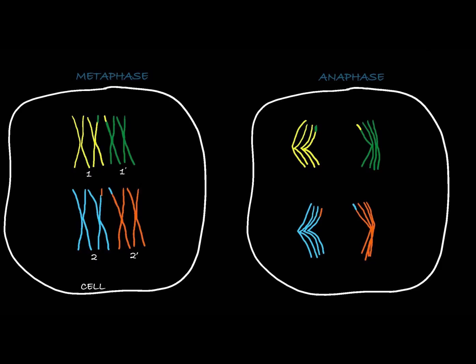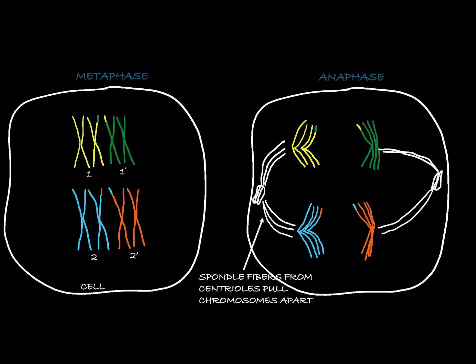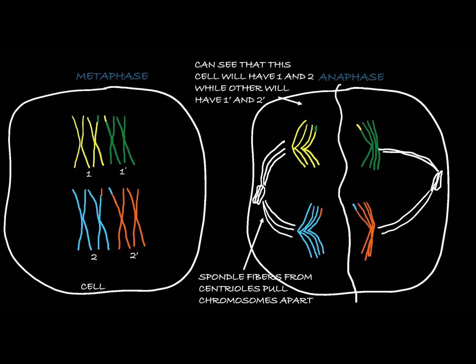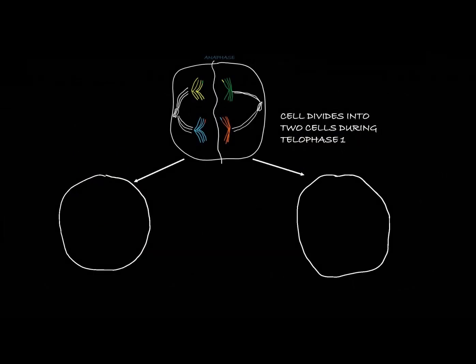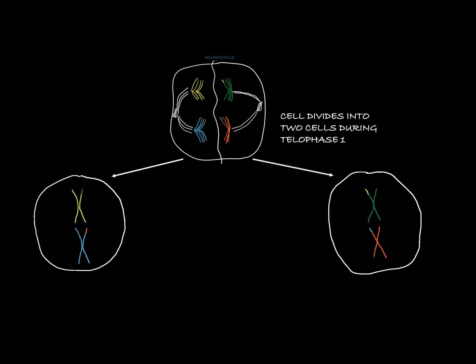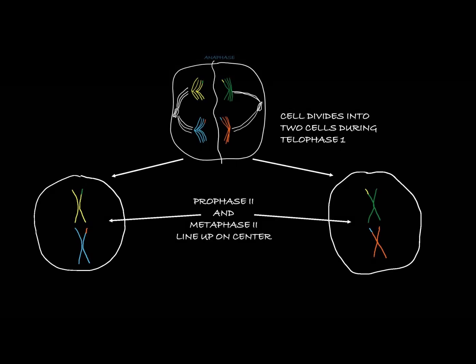And in anaphase, the chromatids are pulled apart. So the pairs of 1 separate from the pairs of 1 primes, and the pairs of the 2 separate from the pairs of the 2 primes, but they're still in their pairs here. So this is our first cell division. We've now split our 1 cell into 2 cells, and they have the full set of chromosomes. Now we go to prophase 2 and metaphase 2, and it repeats the process.